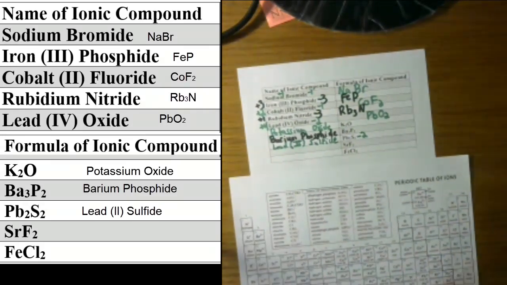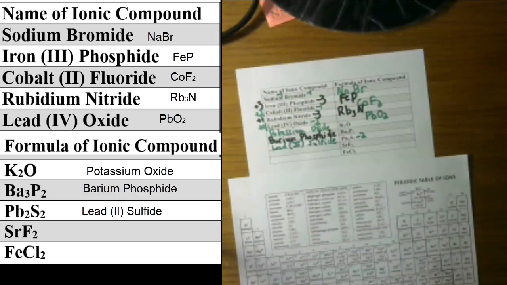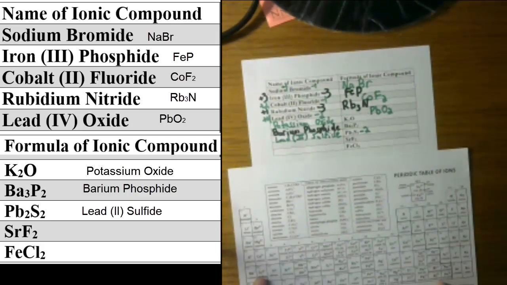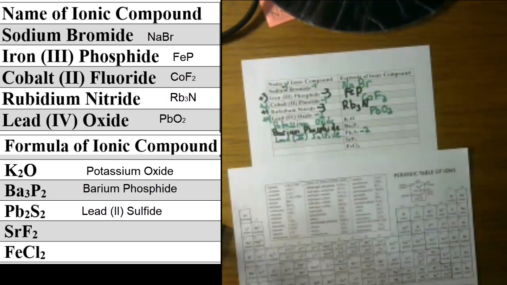Next up we have strontium, which is Sr. Strontium is a +2, it's element 38, and it only makes one type of charge, so we don't need to worry about the charge it has. And then fluoride, so that would make it strontium fluoride.